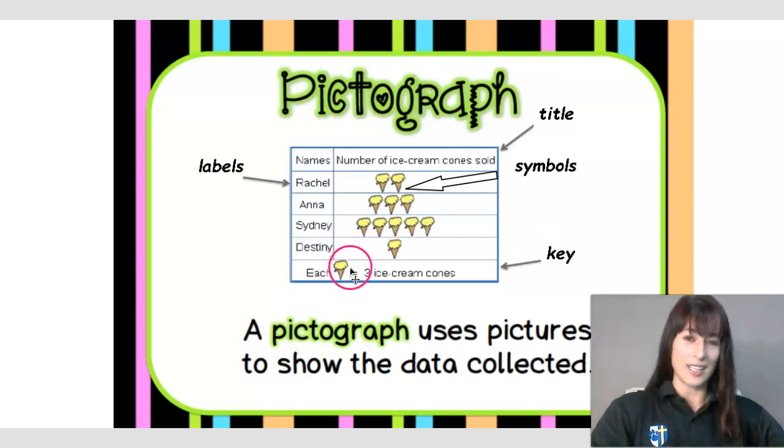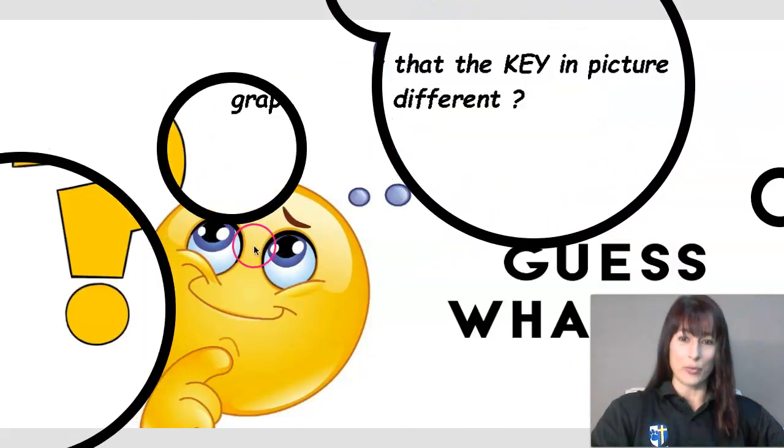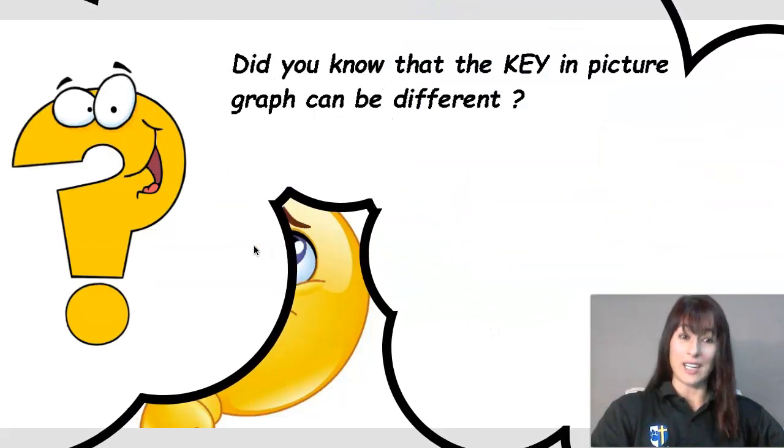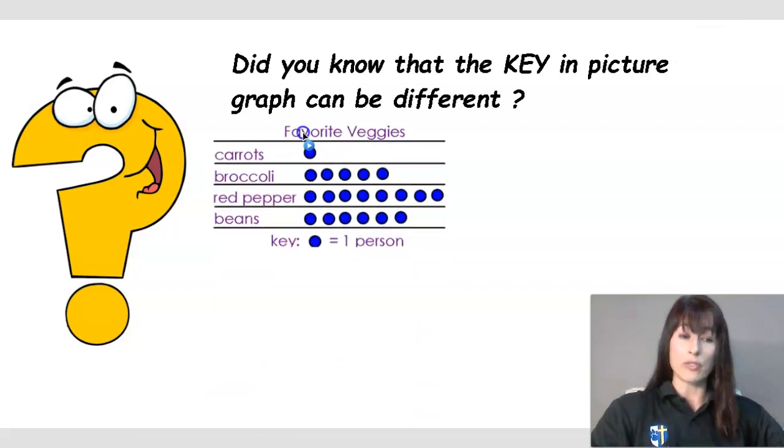Well, as you can see in this picture graph, each one of these ice cream cones stands for 3 ice cream cones. But guess what? Did you know that the key in the picture graph can be different? And I'm going to show you how they change. And remember, I told you they're very important for us. So we need to look at the key and see what number they stand for.